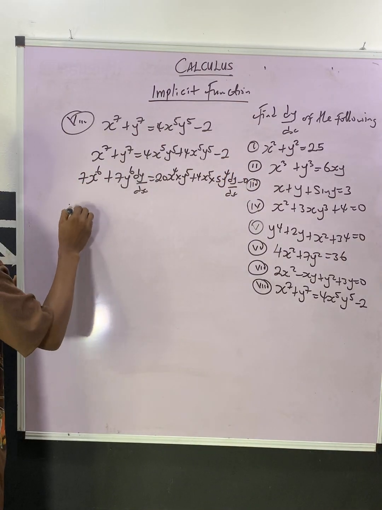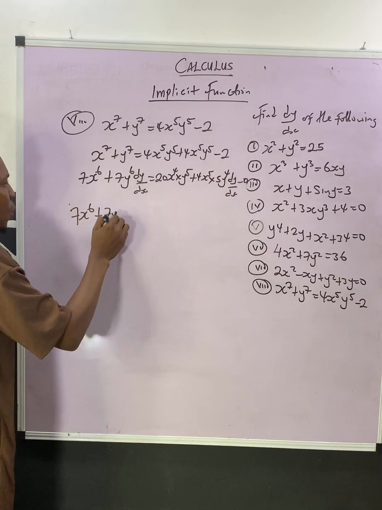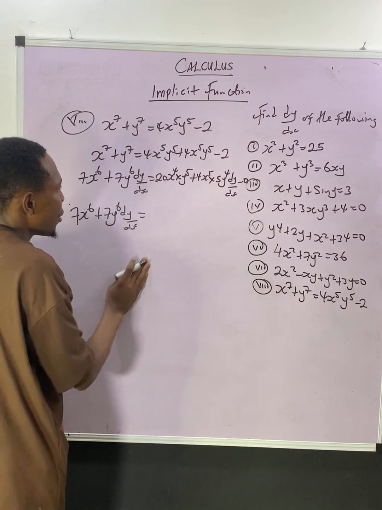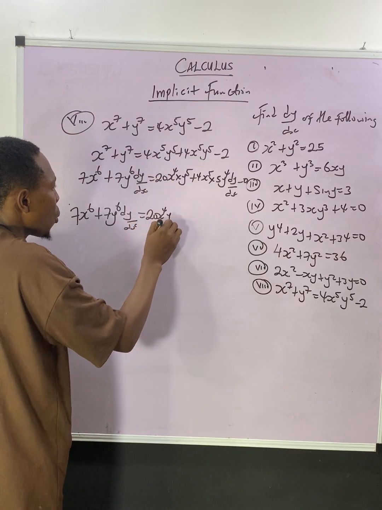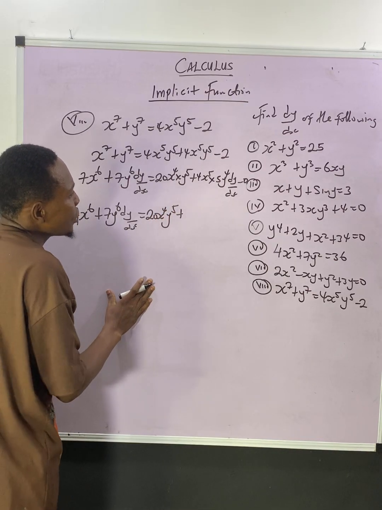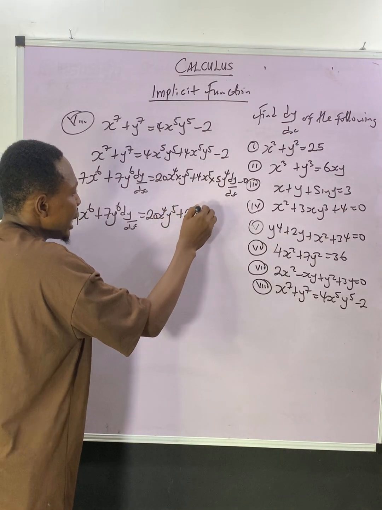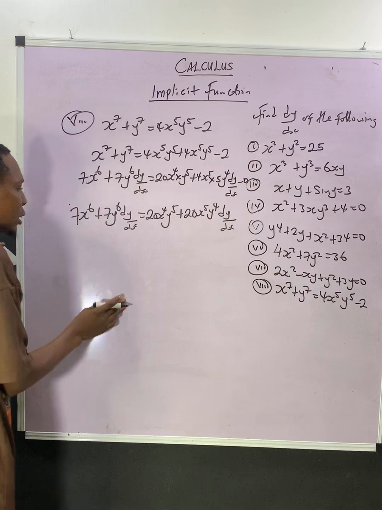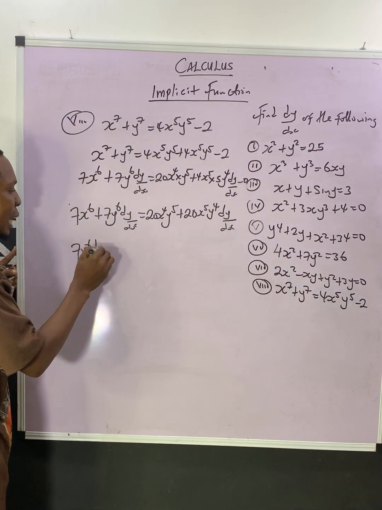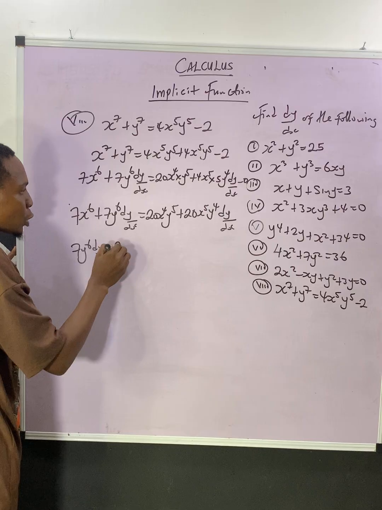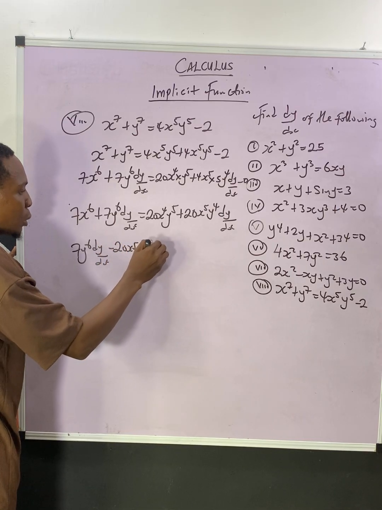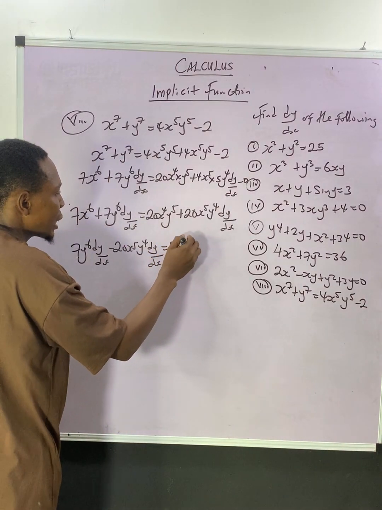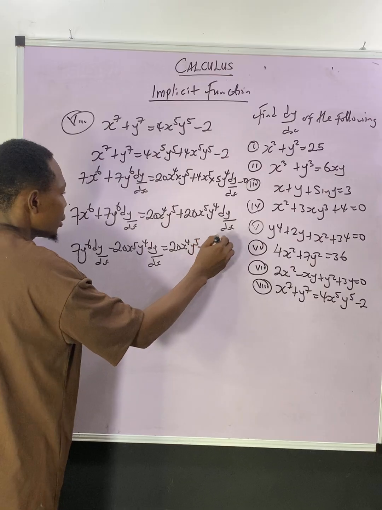From there, we have 7x to the 6 plus 7y to the 6 dy/dx equals 20x to the 4 y to the 5, then plus 4 times 5 is 20, here we have 20x to the 5 y to the 4 dy/dx. So let's collect like terms. Here we have 7y to the 6 dy/dx. If this one is crossing, we have minus 20x to the 5 y to the 4 dy/dx, equals 20x to the 4 y to the 5 minus 7x to the 6.